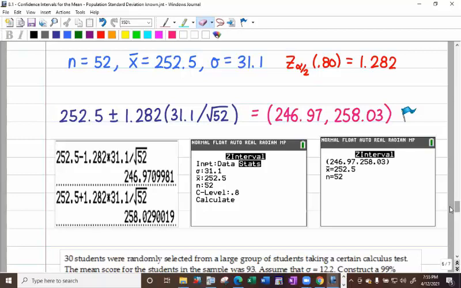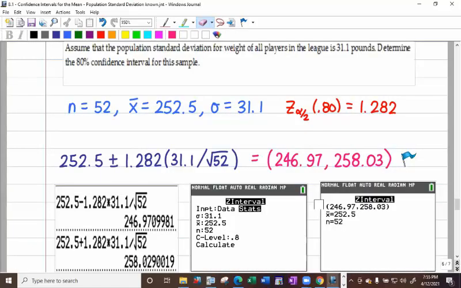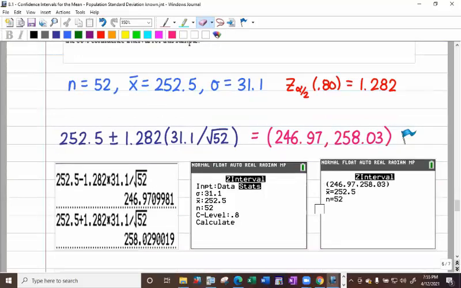I'll skip the entry process on this one since we're about to get to the homework in just a second. You'll see me do it there. Here I've got it typed in, set up in the formula. And here it is entered, all the information entered into the Z interval process. And there it is: 246.97, 258.03.